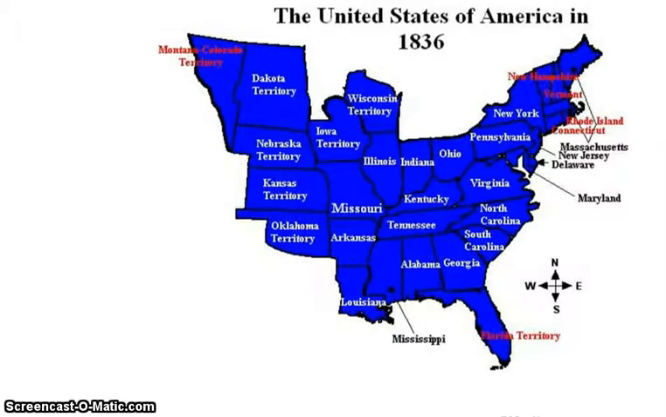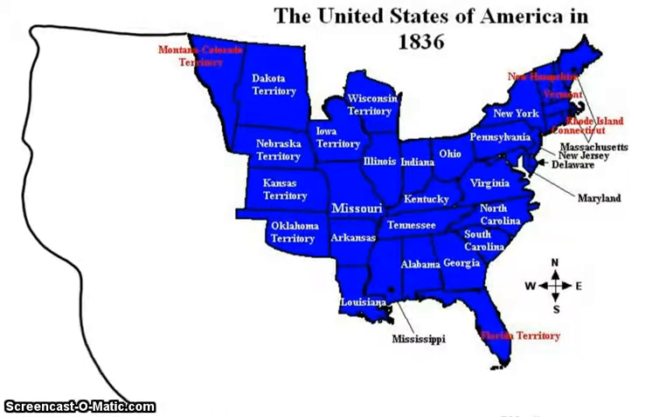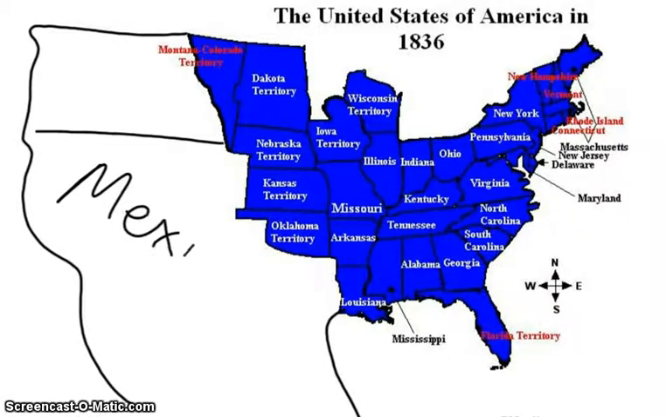A little bit before we start, though, this is what our country looked like in 1836. We had about 25, 26 states. We are getting pretty big, but this huge amount of land over here is not yet part of the United States. And the biggest chunk of this land belongs to Mexico. So the main reason we fight a war with Mexico is over land. So just keep that in the back of your mind.